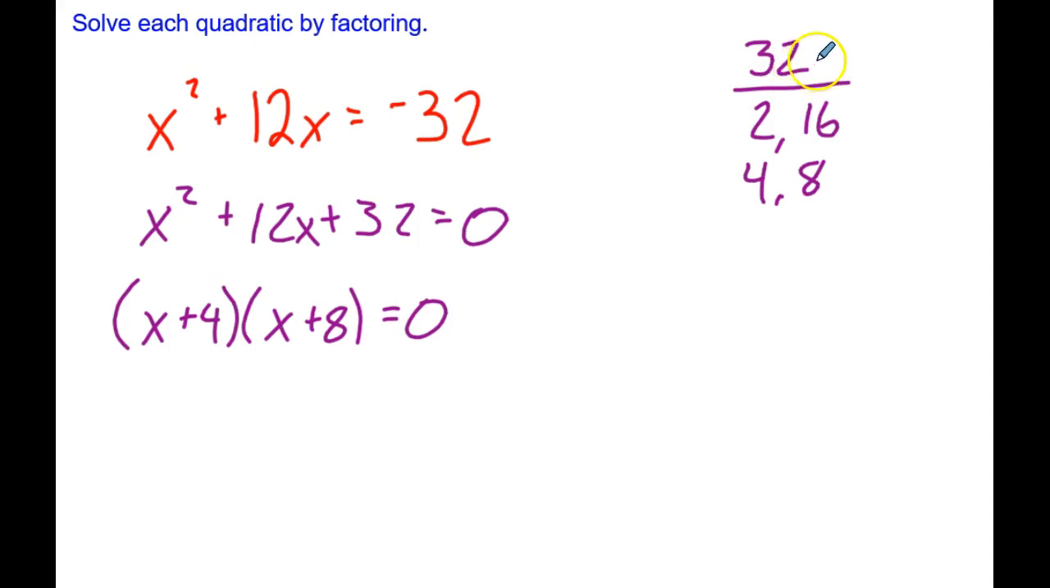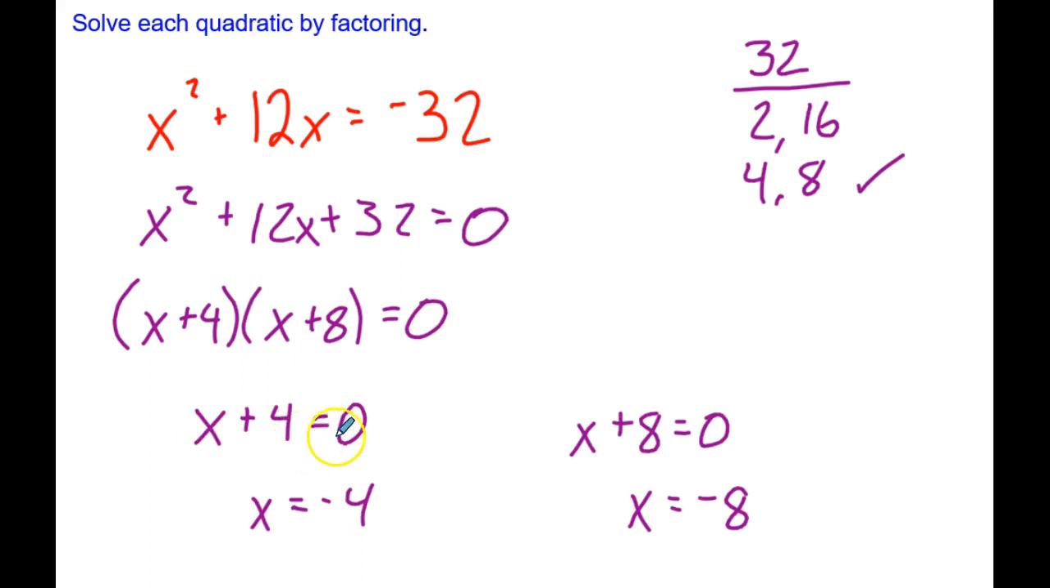So if I list my factors of 32, I have 2 and 16 and 4 and 8. There might be some other ones, but that's all I could think of. I'm looking for the combination that when you add these two factors together, you get a positive 12, which would be 4 and 8. So we can factor this into x plus 4 times x plus 8. Zero product property tells us that we can set each of these factors equal to 0 to solve for x. So if I set x plus 4 equal to 0, we get x equals negative 4. If I set x plus 8 equal to 0, we get x equals negative 8. So negative 4 and negative 8 are two solutions to this quadratic equation.